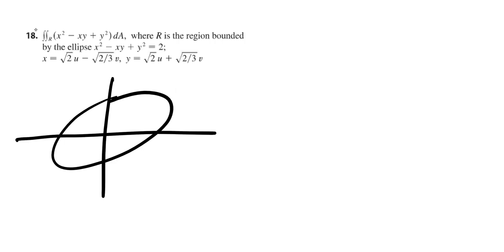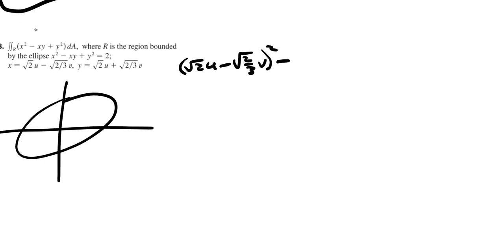So x and y axes. But they do give us the conversion here, and if you plug these in to this here, we can try this. Let me do it in black so it's better to see. Everywhere there's an x, I'm going to put the square root of 2u minus the square root of 2/3 v. So I square that, minus, and then x times y. Let me write all this out and I'll come back.